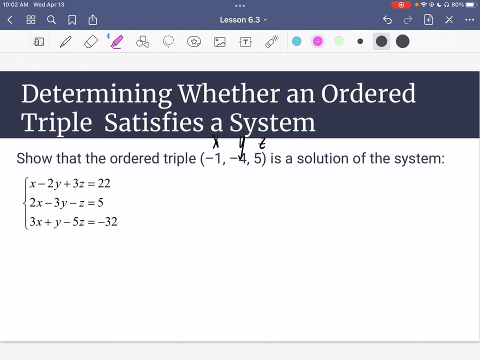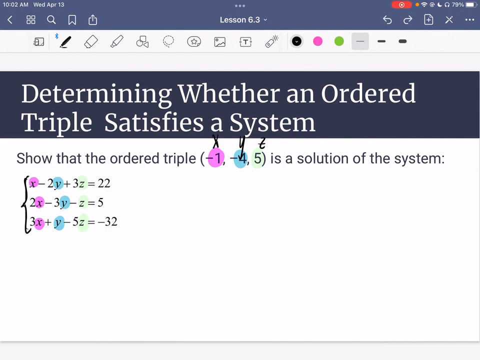If we want to test to see, is it actually a solution to this system of three equations that I have here, what I need to do is plug in the -1 for all of my x's, the -4 for all of my y's, and the 5 for all of my z's. And then see, do I actually get the left side of the equation to match the right side? And if it does for all three equations, if that ordered triple satisfies every single one, then it is in fact a solution. If it does not, even if it works for two of the equations but not the third one, it is not a solution to the entire system, because when we say it's a solution to the system, that includes all three equations.